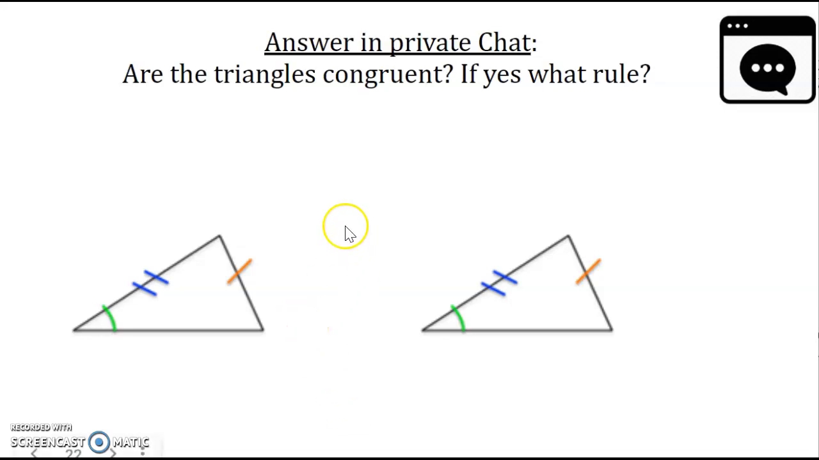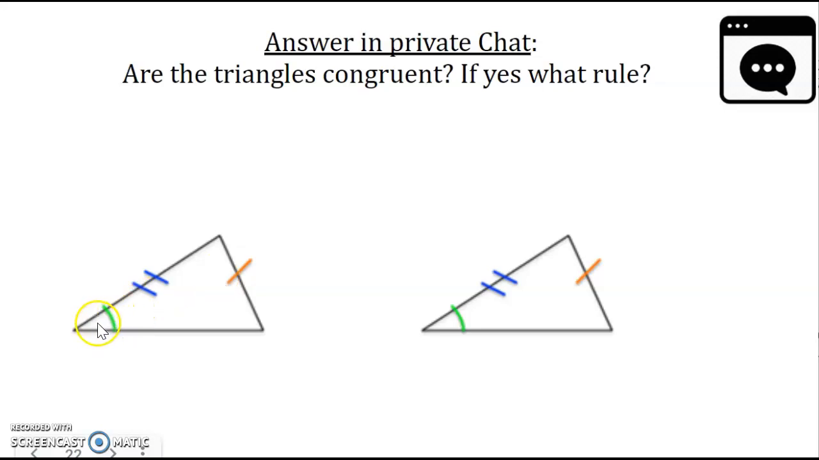Are the triangles congruent? If yes, what rule? Let's look at the information we're given. We're given one pair of congruent angles, that's the green arc, and one pair of sides that are congruent, that's the two blue notches, and another pair of sides that are congruent. That's the orange notches. So we have an angle and a side that are congruent pairs.